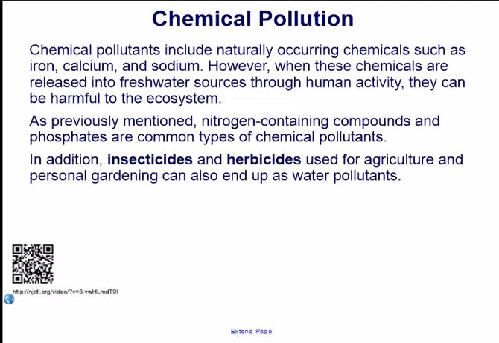Chemical pollution. Chemical pollutants include naturally occurring chemicals such as iron, calcium, and sodium. However, when these chemicals are released into freshwater sources through human activity, they can be harmful to the ecosystem. As previously mentioned, nitrogen-containing compounds and phosphates are common types of chemical pollutants. In addition, insecticides and herbicides used for agriculture and personal gardening can also end up as water pollutants.